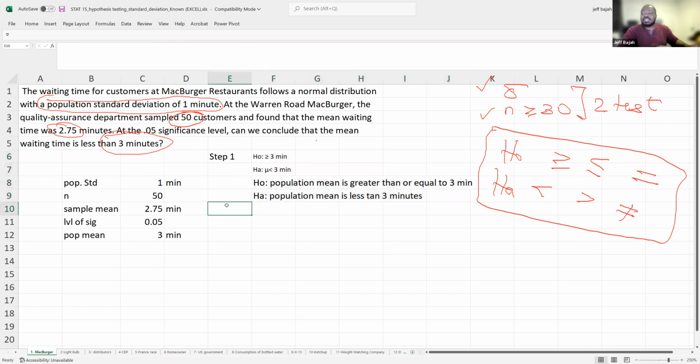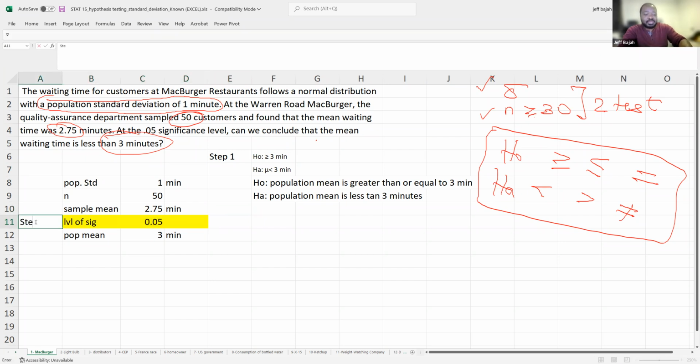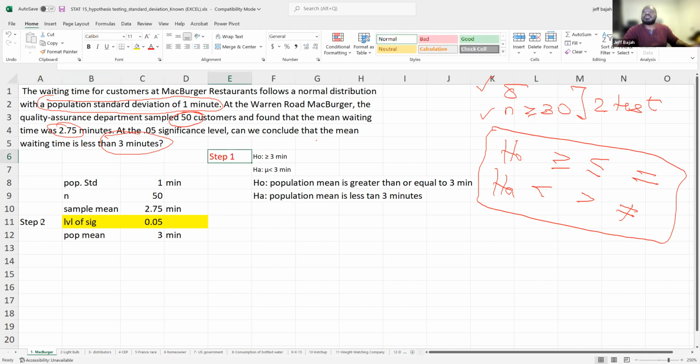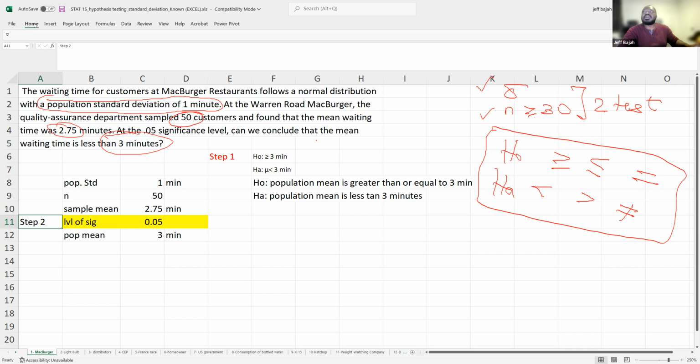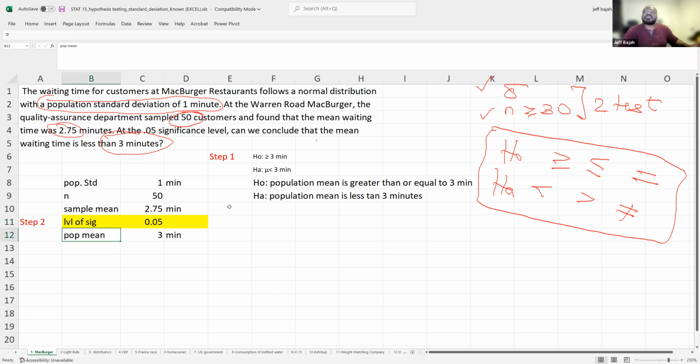Step two says we should say what the level of significance is, but it's given already. See how easy this is? This is our step two, right? And so we've done step two. This is our step one. This is our step two, right? Let me just color them because I love colors. So I'm going to color step one, and I'm going to do step two. See, we're on the roll. All right, let's go to step three.